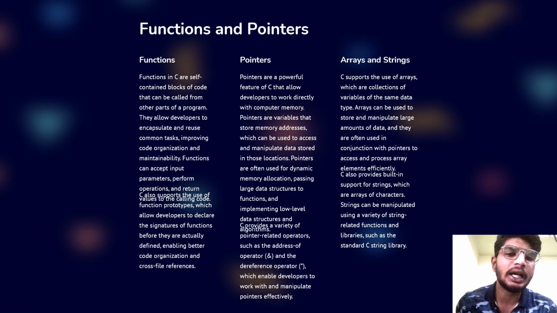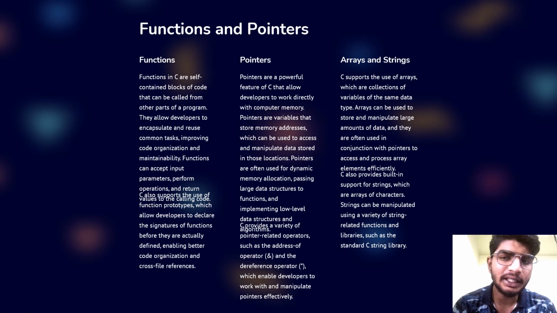Pointers. Pointers are a powerful feature of C that allow developers to work directly with computer memory. Pointers are variables that store memory addresses, which can be used to access and manipulate data stored in that location. Pointers are often used for dynamic memory allocation, passing large data structures to functions, and implementing low-level data structures.